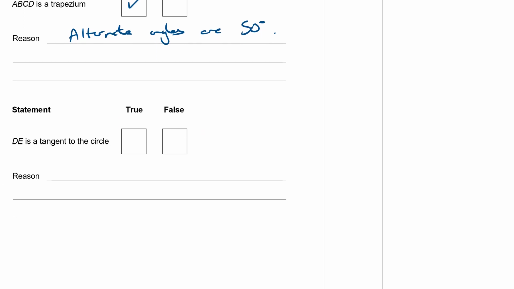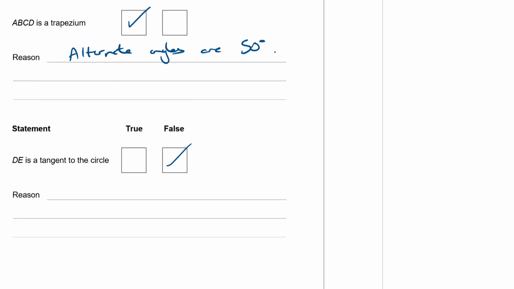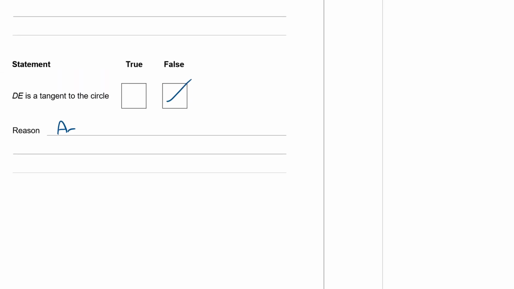So I'm going to say no. And write that angle in. The alternate segment would be 32 degrees, not 42.